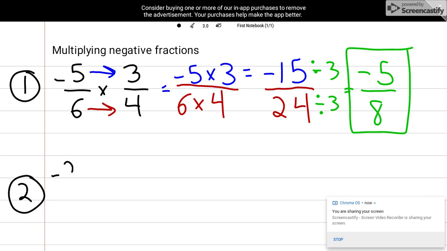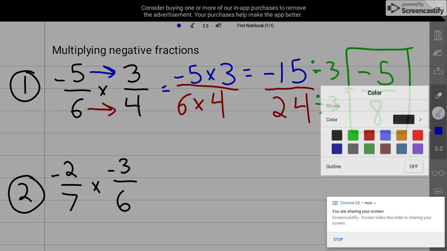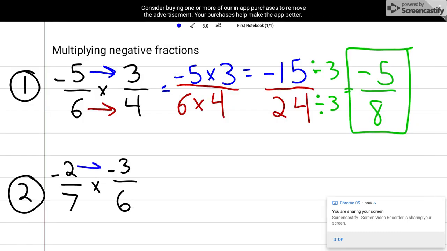Let's look at a problem where both of the fractions are going to be negative. So let's try negative 2/7 times negative 3/6. So again, we're going to be multiplying our numerators together. I'm going to keep both of the negatives in the numerator. So my first problem is going to be negative 2 times negative 3. So when I have a negative times a negative, it's going to create a positive value.